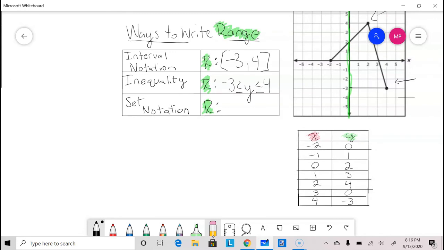And then for our last way, set notation, that's where we're going to look at the table. This table is from the graph, so I just took off the points. So we're just going to find the lowest y value. Now remember, it may not be the top number, so we have to look a little bit. We see that -3 is our lowest value, so we'll start with that y value first, and then we'll slowly go up. So we see that 0 is our next number, 1, 2, 3, and then 4. So we're just listing off the y values in order. And now we have our set notation.